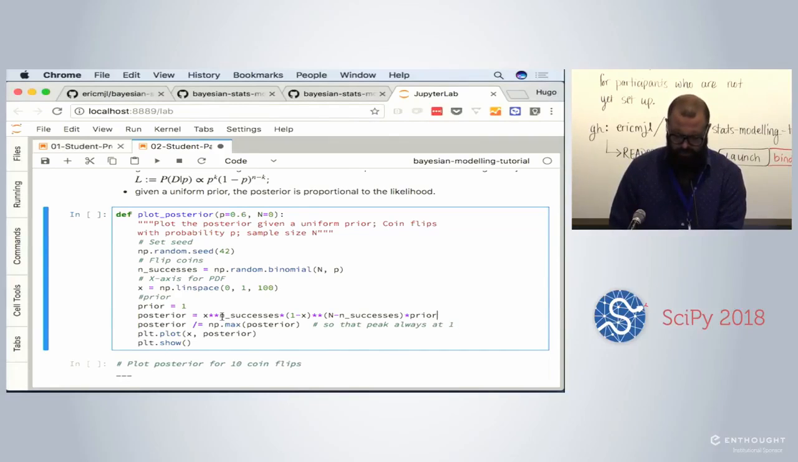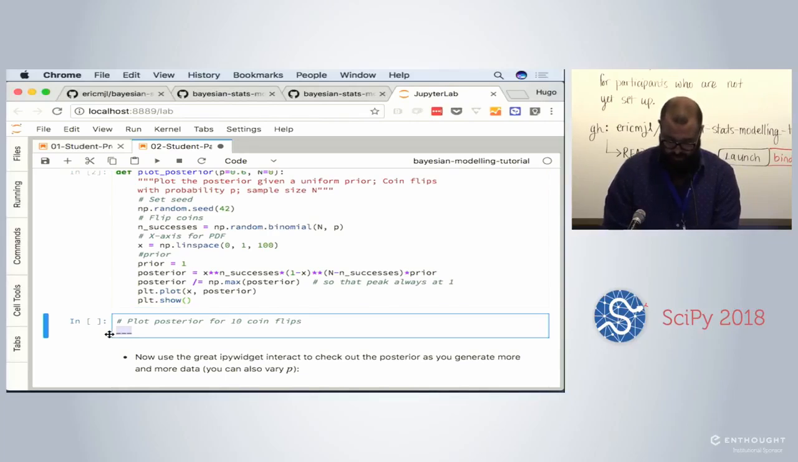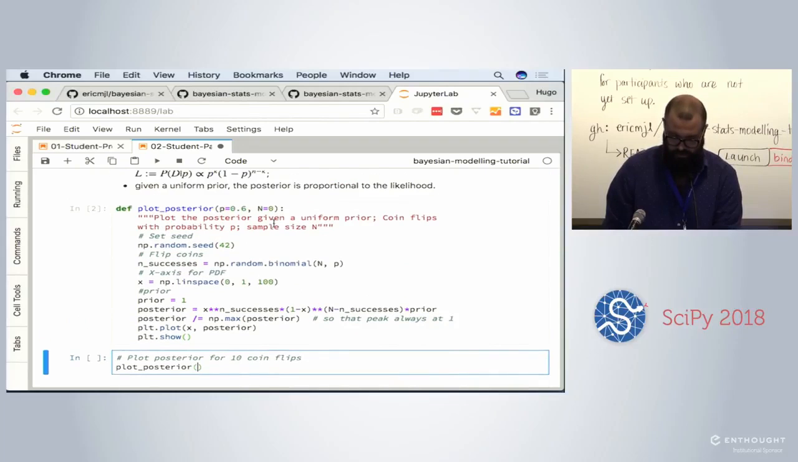Something I've also done here, because we're interested in relative probability, is divide the posterior by the maximum so that it peaks at 1. So we're going to call that. Hopefully that works. Now I want to plot the posterior, and we have default values for p and n.